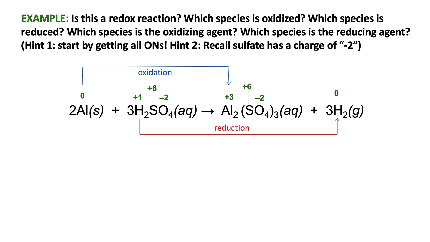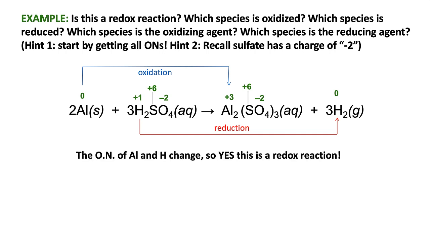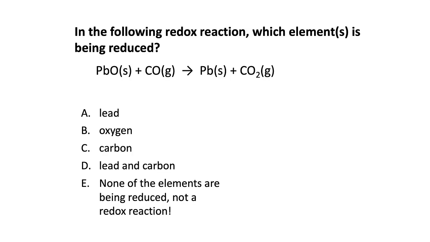And hydrogen is decreasing in oxidation number, so it's reduced. Therefore, what we can conclude is that the electrons are going from the aluminum to the hydrogen, and yes, this is a redox reaction. What about the following?